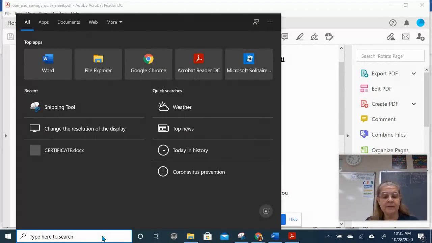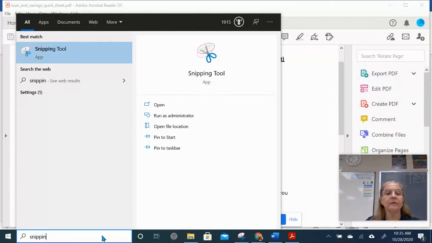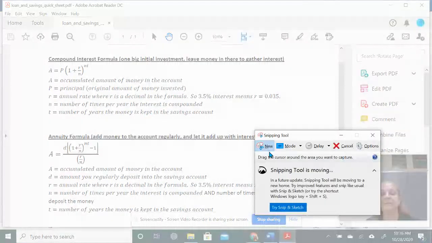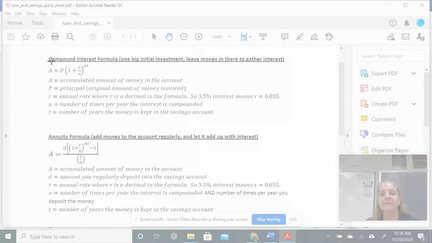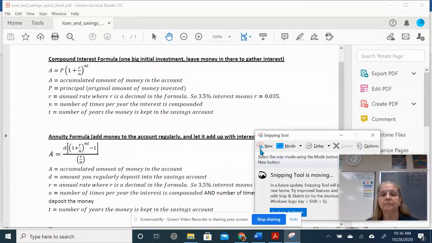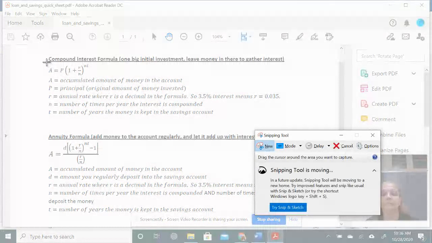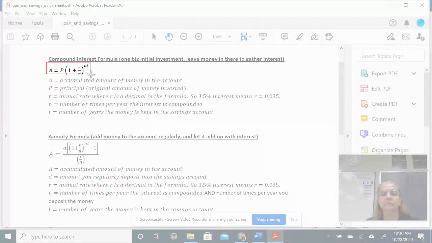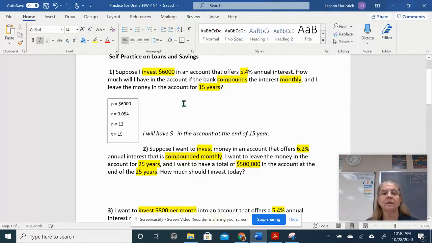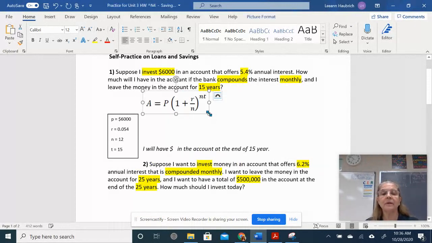So I'm just going to go to the snipping tool and bring it over quickly. I didn't open it earlier, so I'm going to hit new and just grab the formula. Whoops, I grabbed too high. So you know which formula I'm using. I am going to use this formula. So I'm going to go back to the worksheet, and now I know this is the formula that I need to use.